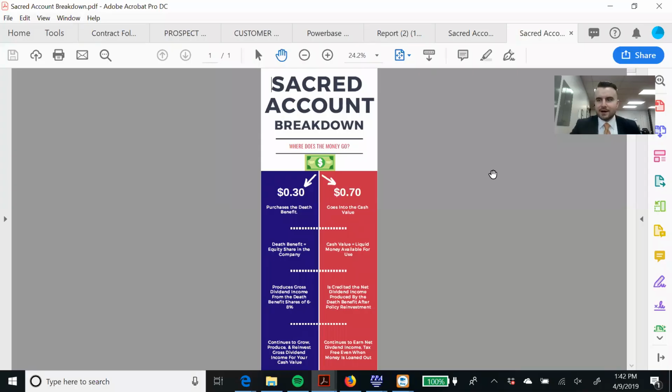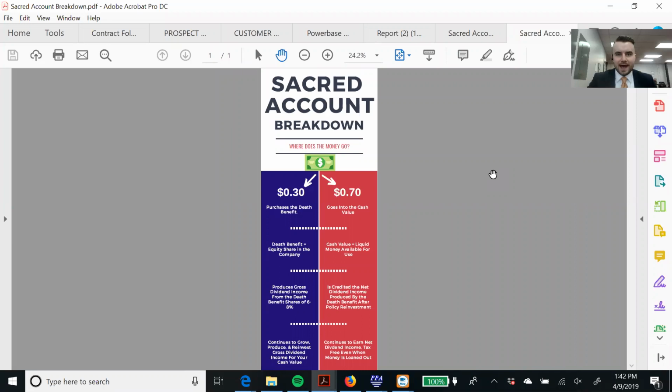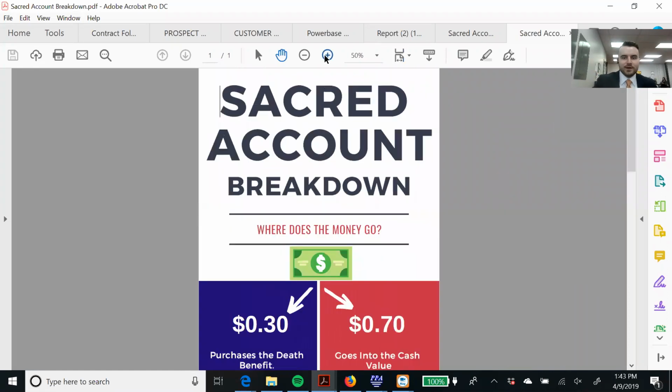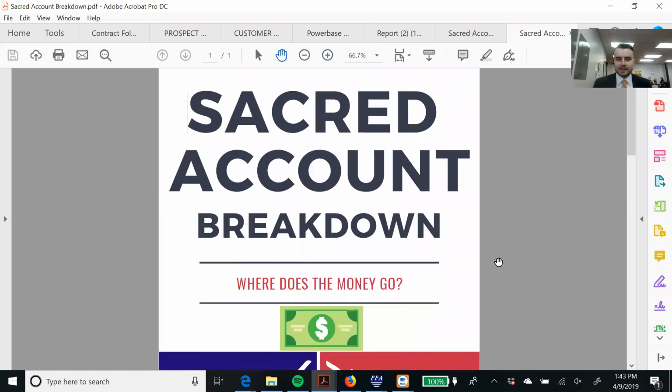So really quick, I want to share my screen and talk to you about the breakdown of the sacred account and how this thing actually works, okay? A lot of times with the sacred account, I'll talk to people and they'll say, hey, this looks awesome, but it's a little confusing. I don't quite understand it. So what I want to break down for you today is exactly where the money goes when you put it in a sacred account. Okay, so we're going to keep this short and sweet.